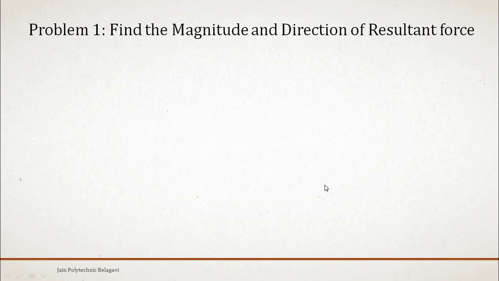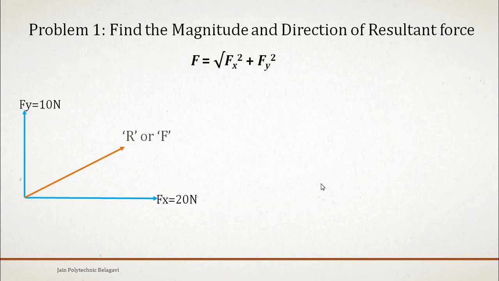So, the first problem: to find the magnitude and direction of a resultant force. Consider these two forces acting in the horizontal direction and vertical direction. For these two forces Fx and Fy, we have to find the resultant force, or the value of the resultant. We know that the magnitude is found by the formula under root Fx square plus Fy square.